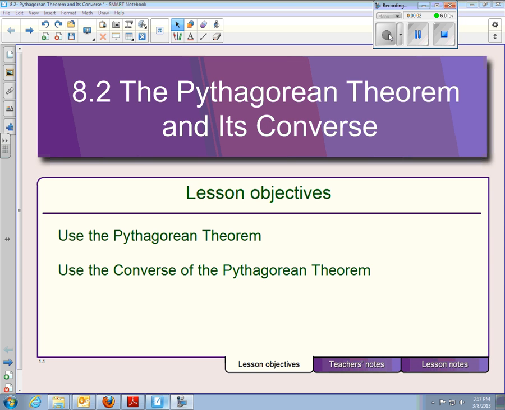Hey class, today we're going to start 8.2. Yes, we're going to do 8.2 before 8.1. When we get to 8.1, it'll make a little bit more sense on geometric mean. So 8.2 is Pythagorean theorem and its converse.